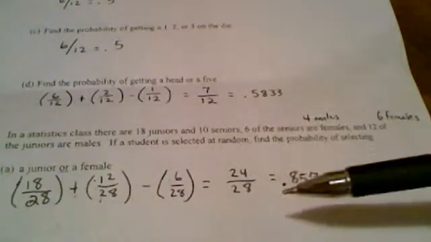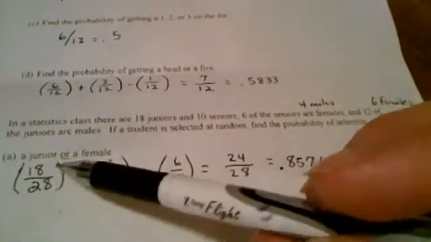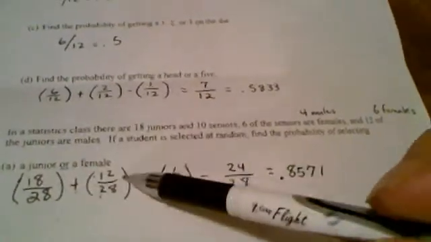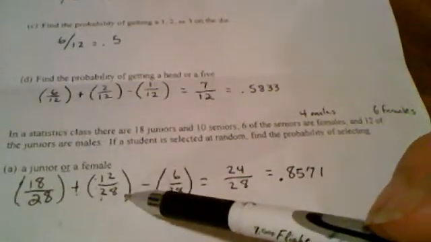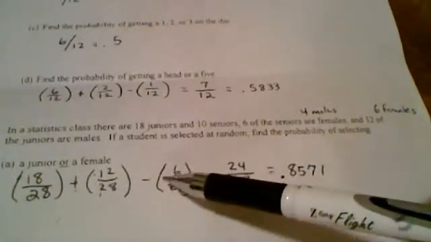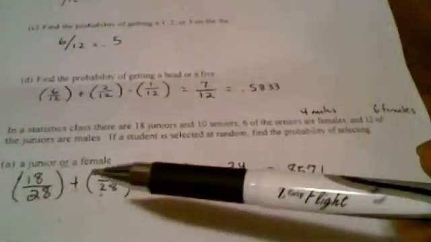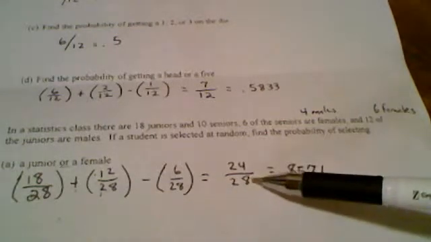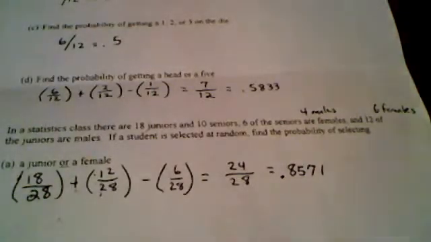So if a student is selected at random, find the probability of, first it says selecting a junior or a female. So we first get the probability of selecting a junior, there's 18 out of 28, plus the probability of selecting a female, there are 6 senior females and 6 junior females, so that's 12 out of 28, minus the both. That is juniors that are females, so that's 6 out of 28. When we add these together, you get 18 plus 12 is 30, minus 6 is 24, so there's a 24 out of 28 probability of getting a junior or a female, which is 0.8571. And now go to the next page.